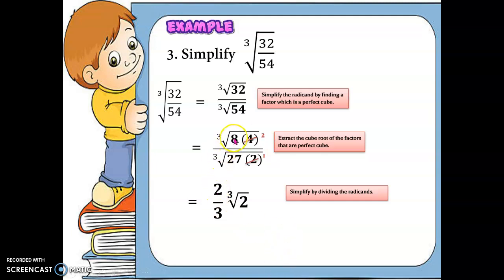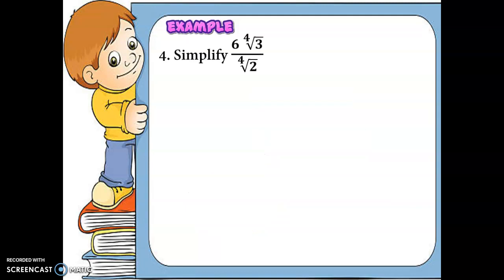Ayan. Cube root of 8 is 2. Cube root of 27 is 3. So, since na-reduce natin si 4 and 2, so, yung radicand sa loob is 2. So, cube root. So, that is the final answer. Okay? Fourth example.